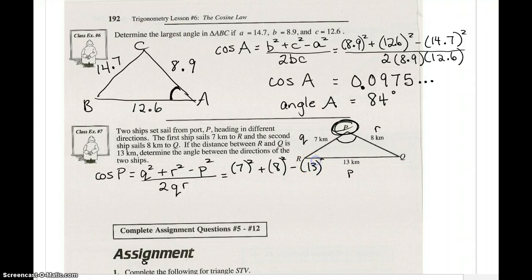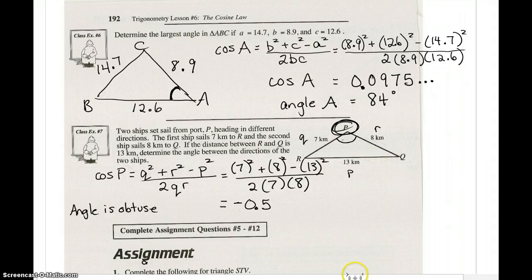Again, you may want to stop this and make sure that everybody has it. I'm plugging in my numbers, and I'm going to get an answer of negative 0.5. All right, so here's the thing. If you notice, this angle is obtuse. Can you write that down somewhere? Angle is obtuse. You know obtuse means it's greater than 90 degrees. And notice this angle at P is greater than 90 degrees.